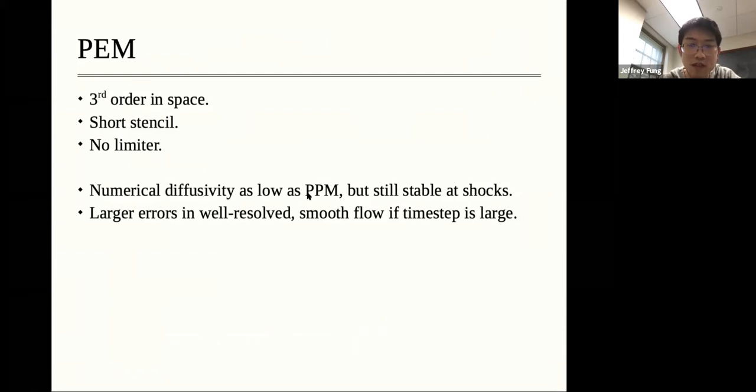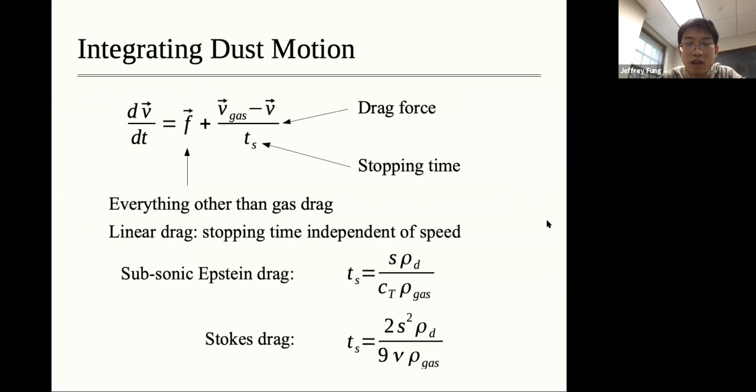Numerical diffusivity is quite good because it's able to model sharp discontinuities quite well. Even so, it's quite stable at shocks, even without any limiter. And then errors are good, except when you have a very well-resolved smooth flow and your time step is large. In that case, it is performing not as well as PLM by at most a factor of something like 5. Okay, so I'm going to move on to the next topic, which is dust integration, if there's any question.